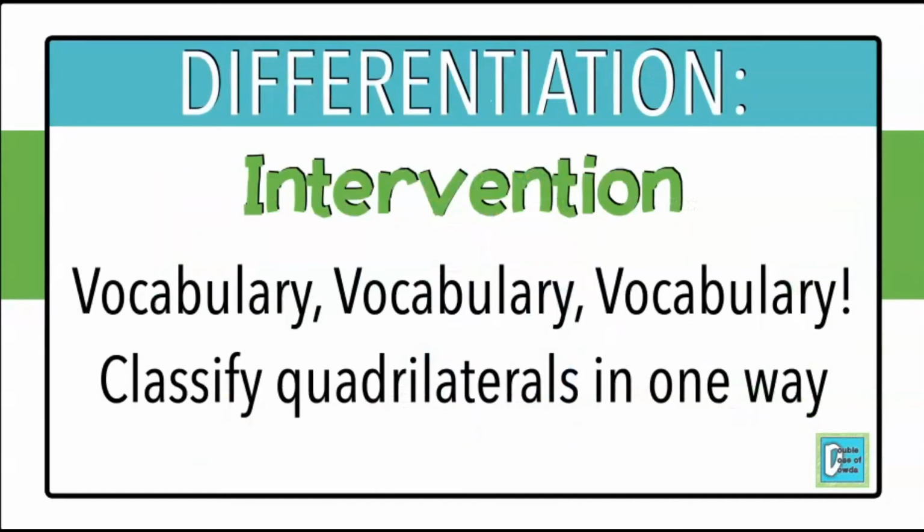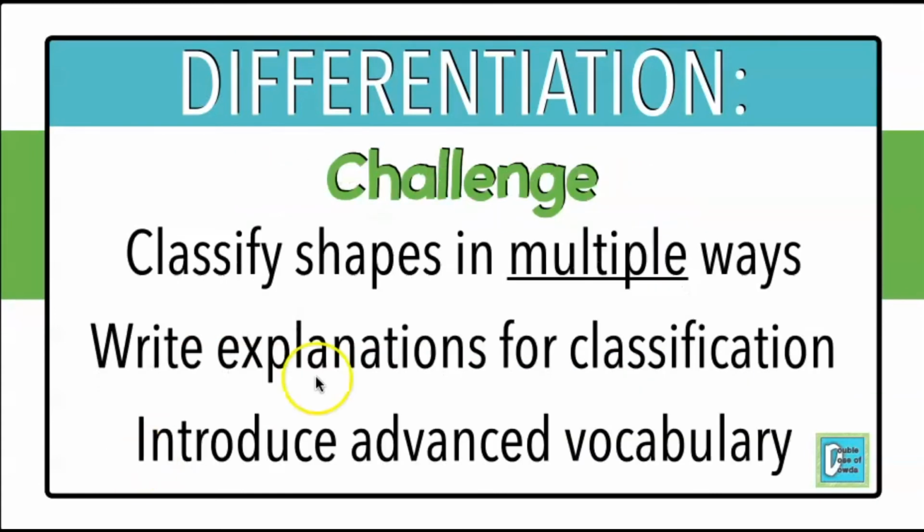So let's talk about differentiation. If students are having trouble, if we need some intervention and some extra practice, I can just about guarantee you that it is because they need help with the vocabulary. So the first intervention is vocabulary, vocabulary, vocabulary. Use different tools so that students can practice that vocabulary so that they understand right angles, perpendicular lines, parallel lines, congruent, all of these sorts of things. Make sure that they know the vocabulary. Then secondly, make sure that they can classify quadrilaterals in one way, just one way, before moving on to 2.